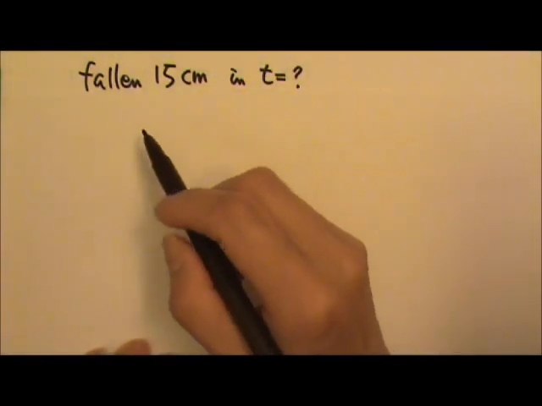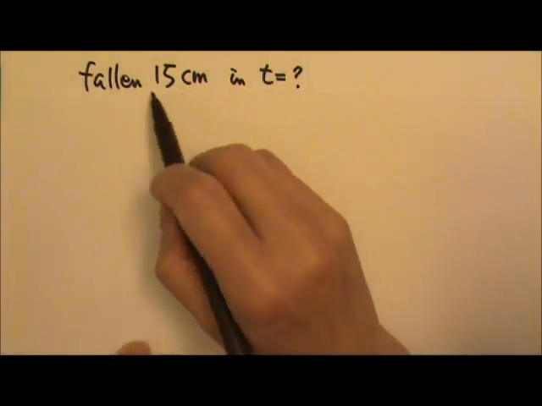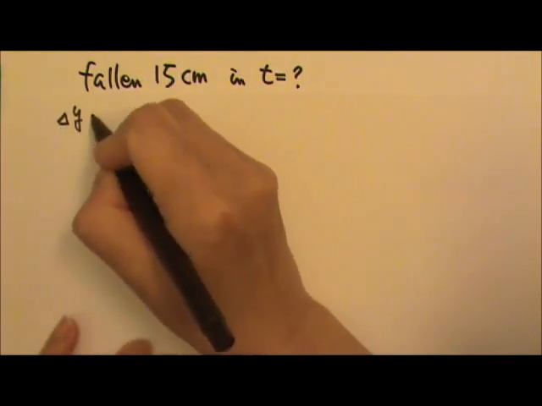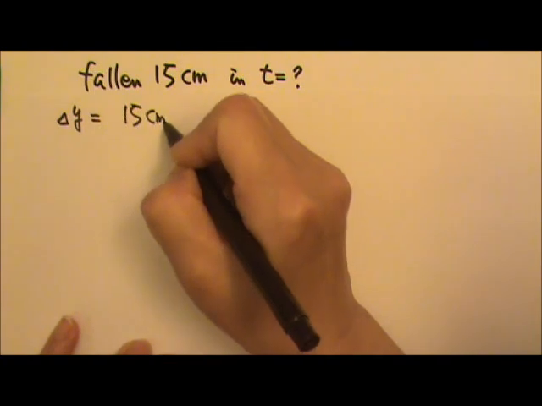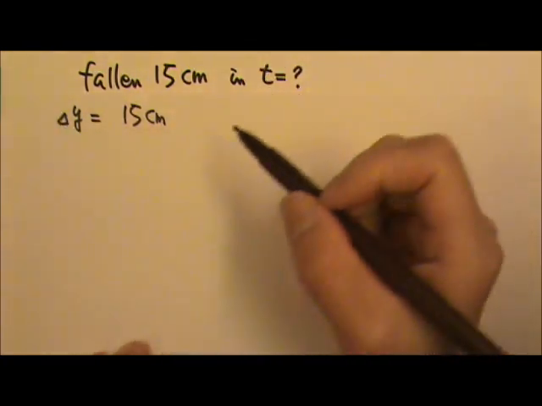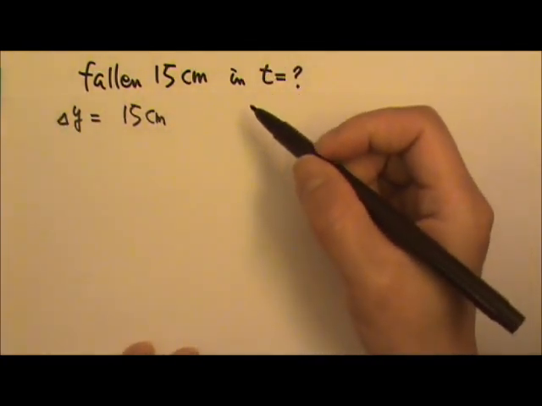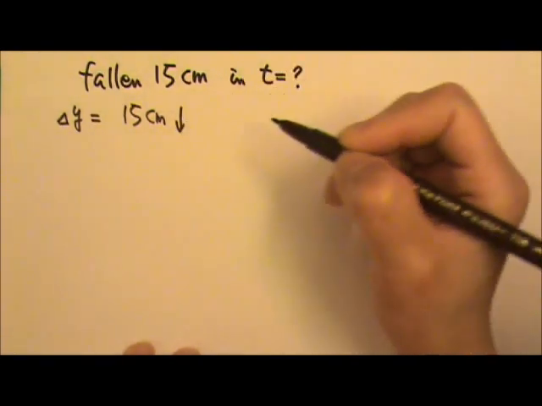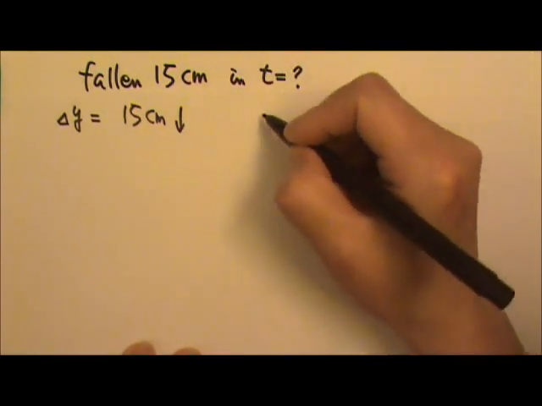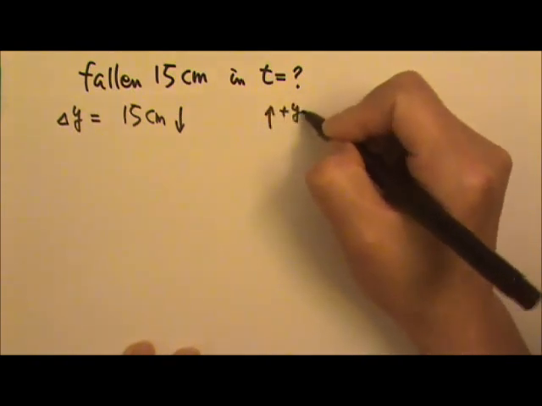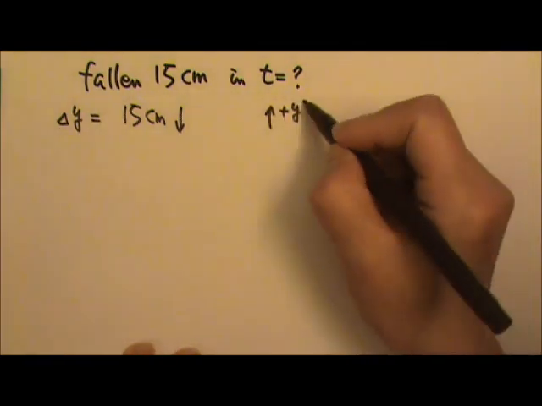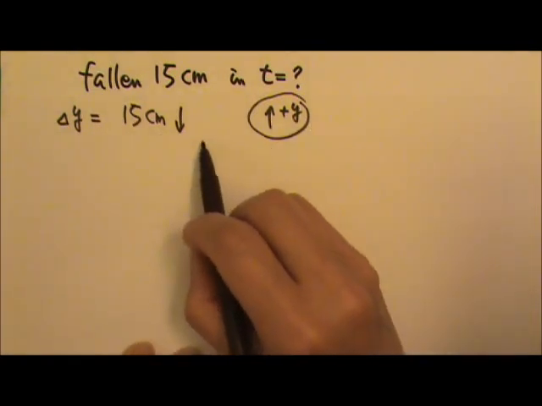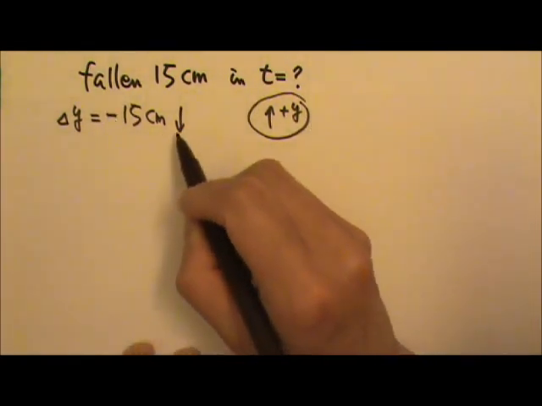Again, let's start by listing the variables. The 15 centimeters is the distance traveled, so delta y equals 15 centimeters. Because displacement delta y is a vector, it has a direction. For the falling meter stick, this is a downward displacement. People usually use upward as the positive y direction. If we do the same, our 15 centimeters downward displacement would be negative, for the negative direction.